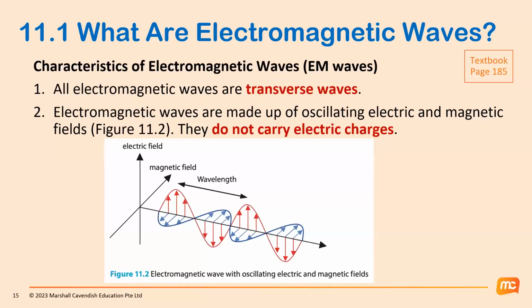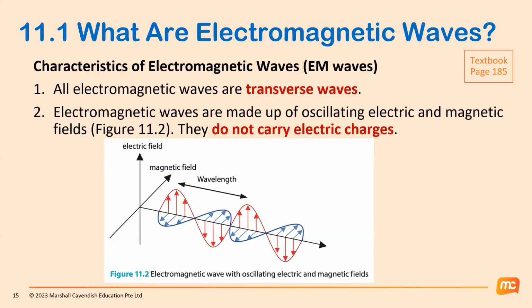Next, we learn about what the EM spectrum is about. It consists of 7 different types of waves, and these 7 different types of waves are arranged in order of their wavelength or frequency. The higher the frequency, the shorter the wavelength, and vice versa. And you need to know the order.